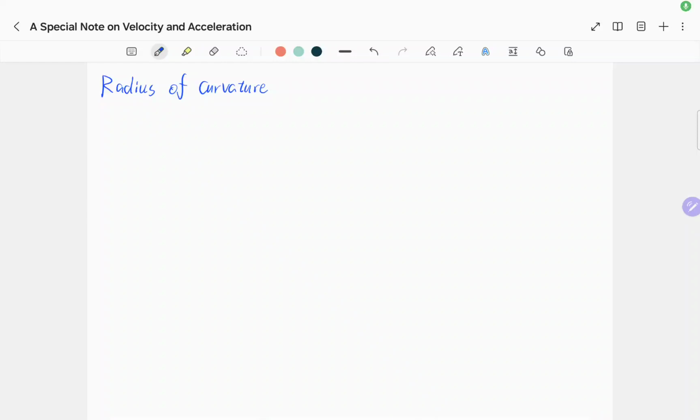Welcome back. Today I would like to share a little bit more about the curvature and also something about the velocity and the acceleration of a motion. Now, first, I want to introduce the concept of radius of curvature.